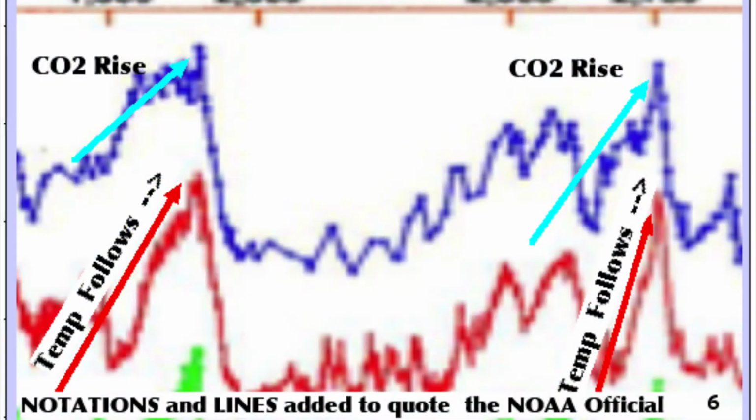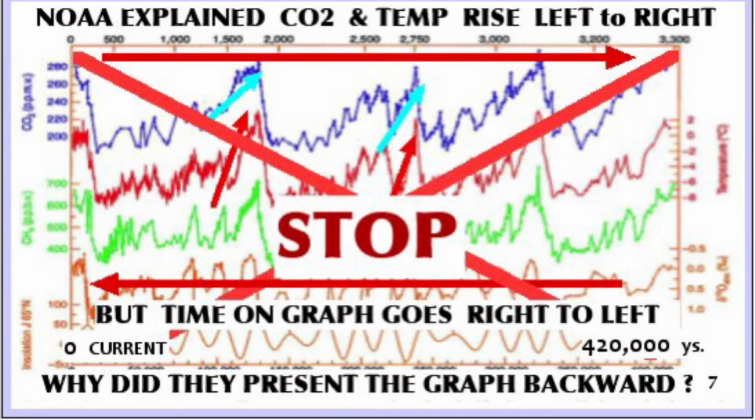The NOAA presenter pointed out lines showing CO2 rising and lines showing temperature rise following, saying, "This is proof that CO2 is causing global warming and consequently causes sea levels to rise." But stop.